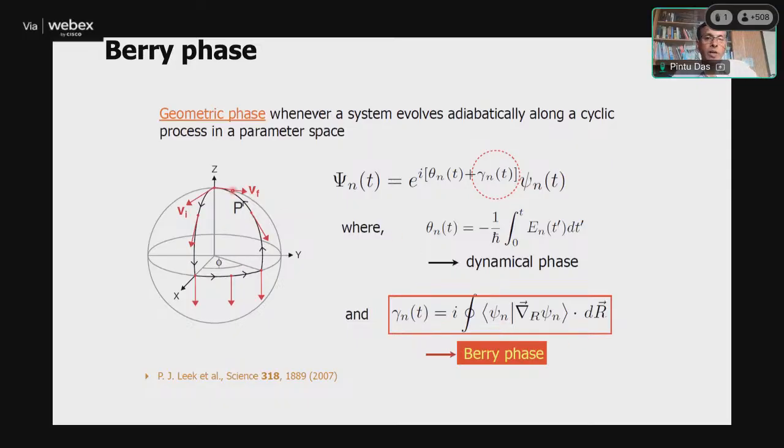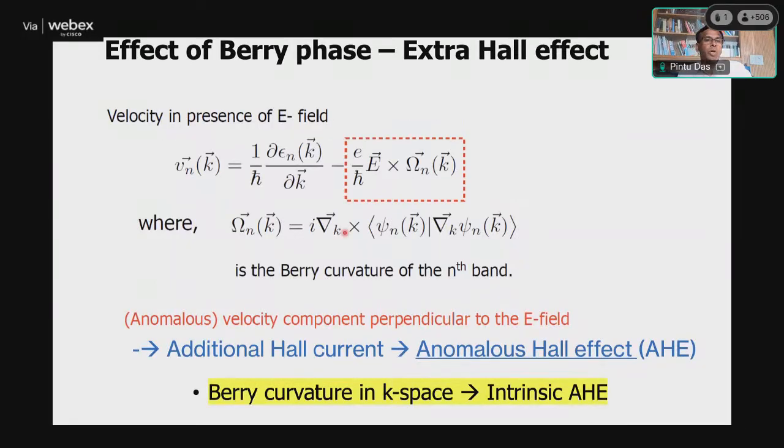which is because of the adiabatic process in this case, in this parameter space. So that means if a system evolves along a cyclic process in an adiabatic way, then there is an additional phase component associated with the wave function of this system, and this phase is called the Berry phase. Let me show you what it does.